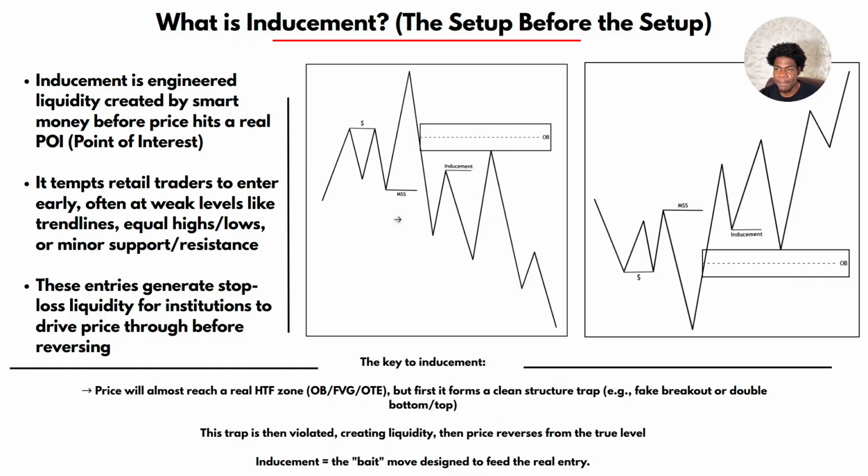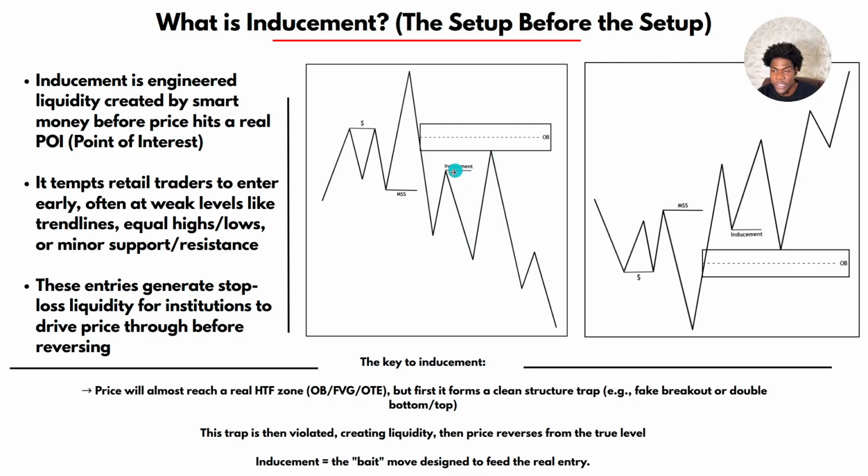The inducement is basically the bait that feeds the real entry. It provides the liquidity for the true entry. So think about it like this: if you go fishing, you need bait to get the fish. So you use a fake fish, a fake plastic fish or a worm or something like that, and you throw it in the water, then you reel in the real fish. So this inducement is the bait that reels in the true fish.